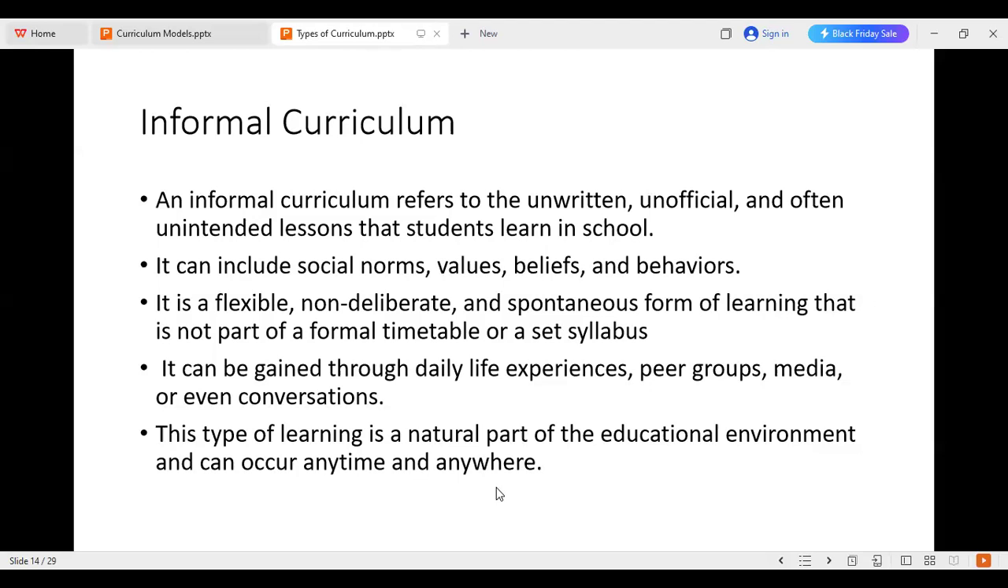activities related to informal curriculum and spontaneous form of learning that is not part of the formal timetable or set syllabus. Sometimes after school, we can involve in the implementation of informal curriculum. Saturday, Sunday, you may come to the school. You can take the children out of the schools.